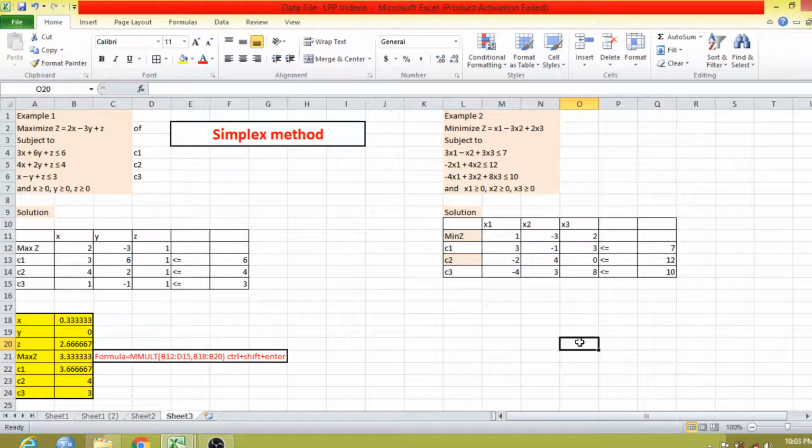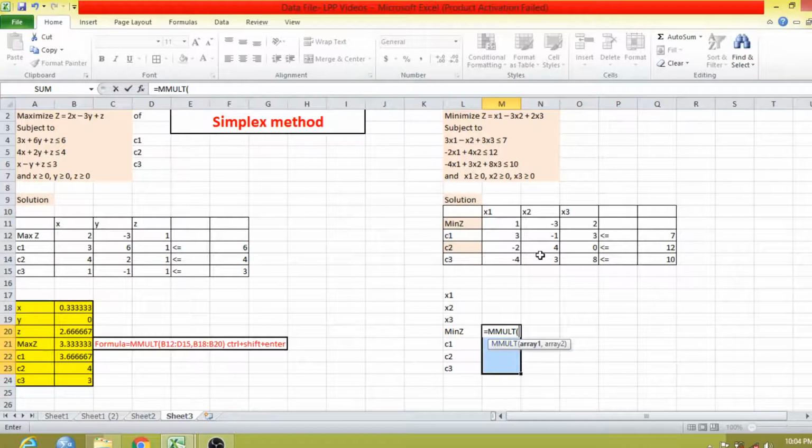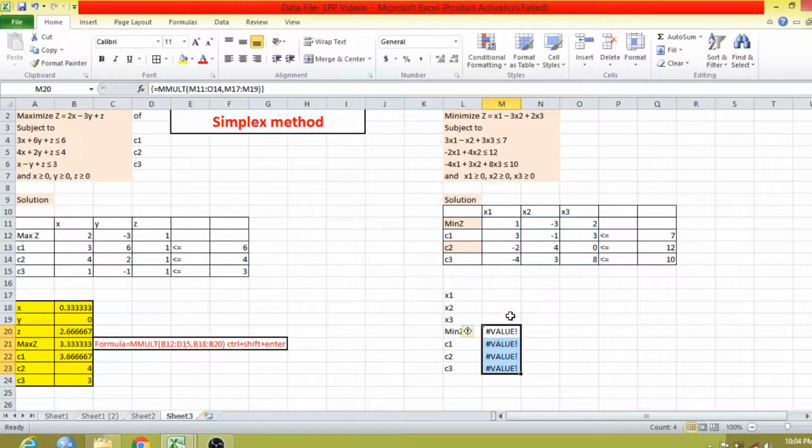Now we will apply the same exercise: x1, x2, x3, then min z, constraint 1, constraint 2, constraint 3. Similar formula we will use here. Select all three, MMULT, select this whole matrix, comma, select the variable cells, bracket close, Control Shift and Enter.